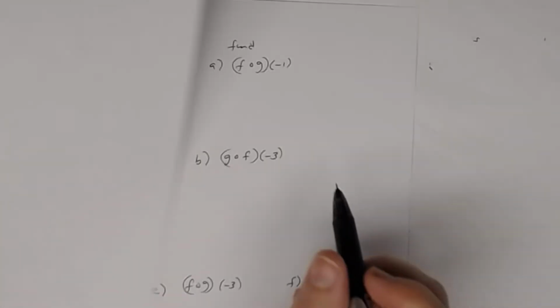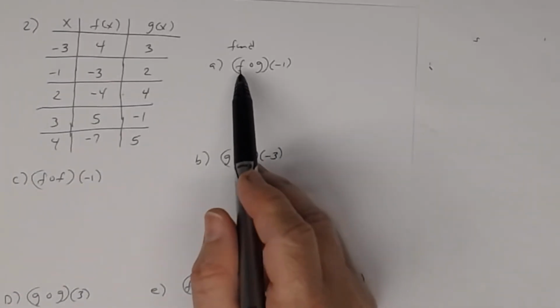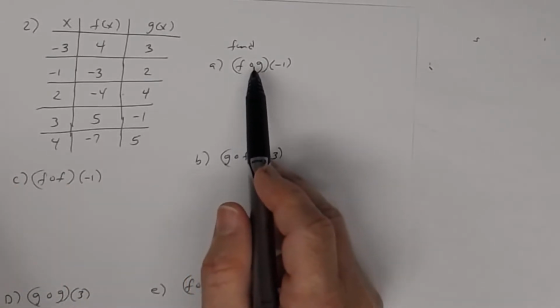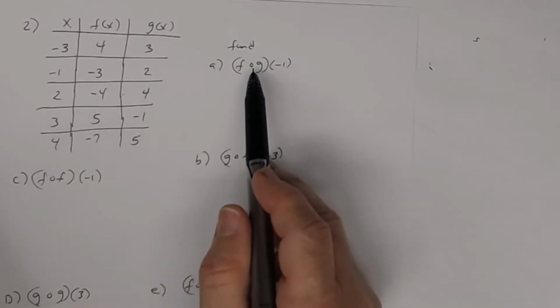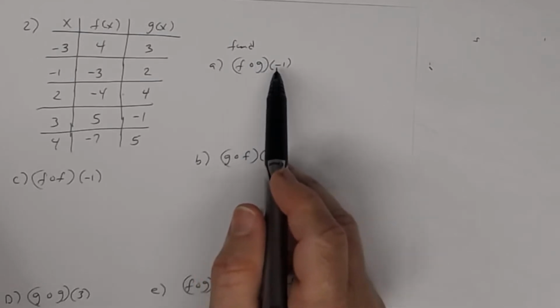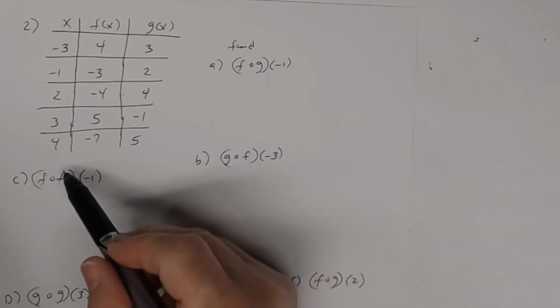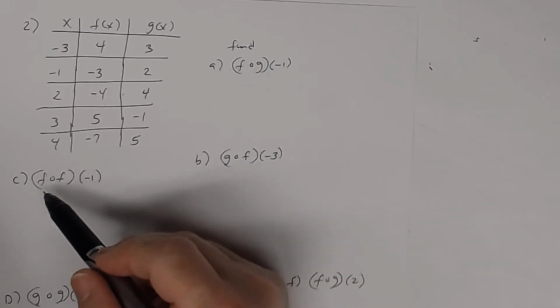Now, let's look at number 2. So number 2, we want to find f composed with g at negative 1. Now, remember, composition does not mean multiplication. So remember, composition means you take one function, put it inside of another. Take this function, put it inside this one.